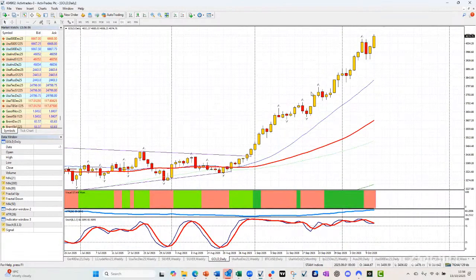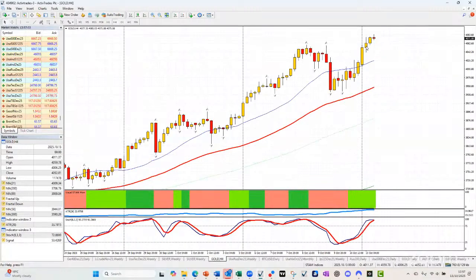Simple as that. Go down to the daily, you can see that we had a little bit of a tantrum there, but it's worked its way higher. We can see that even this week, we've worked our way higher to new highs.